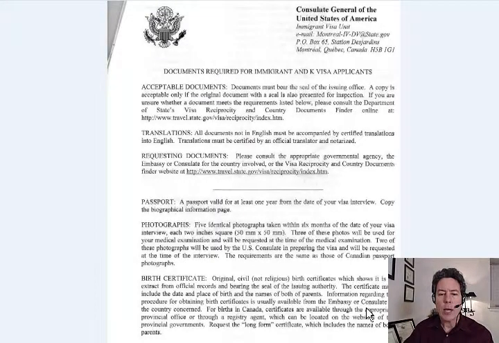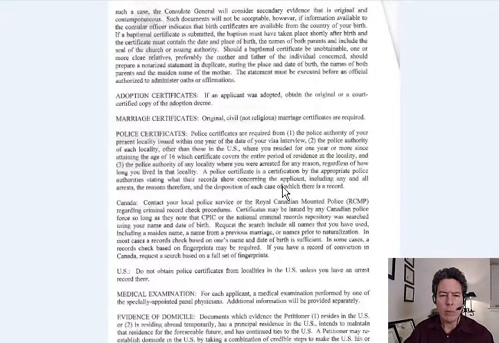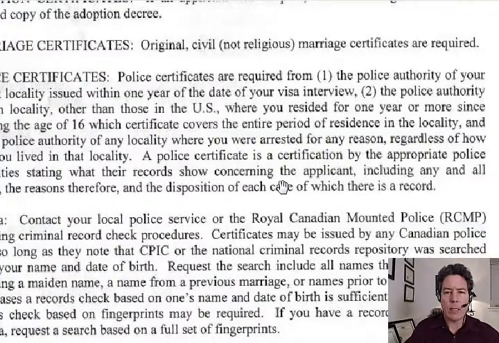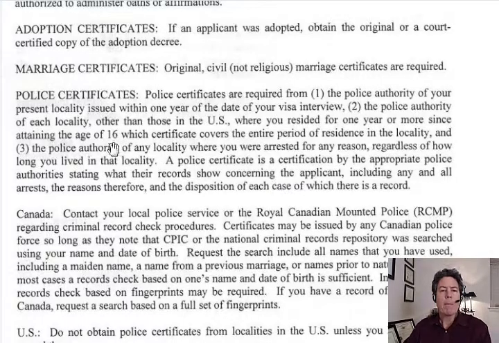So in this checklist of documents then, okay, there's the first page. Here's the second page. Look what it says right here, police certificates. Let's get this baby up here. There we go. Police certificates are required from, one, the police authority of your present locality issued within 1 year of the date of your visa interview, two, the police authority of each locality other than those in the U.S.